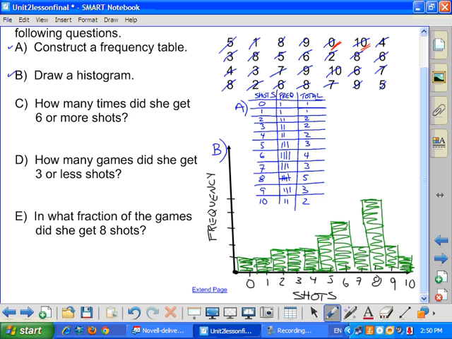How many times did she get 6 or more shots? So 6 or more. So I'm looking at 6 here, and that happened 4 times, 3, 5, 3, and 2. So to get that answer, she got 4 plus 3 plus 5 plus 3 plus 2. That gives me 10, 17. So therefore, 17 games, she got 6 or more shots.